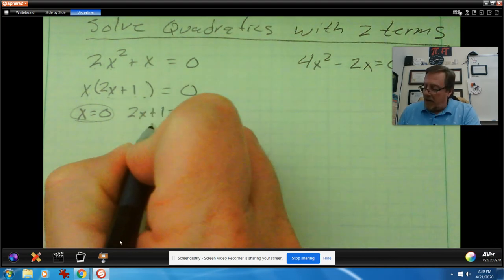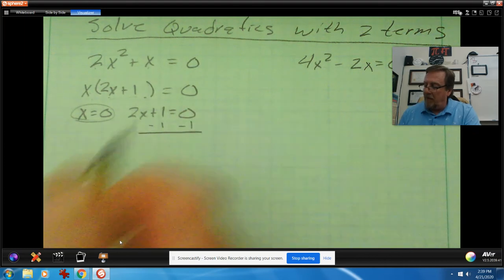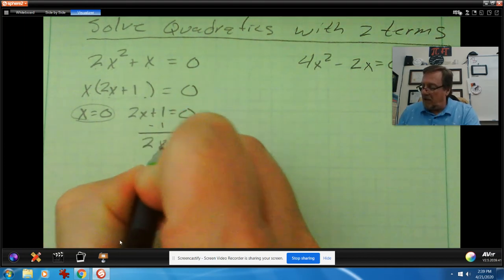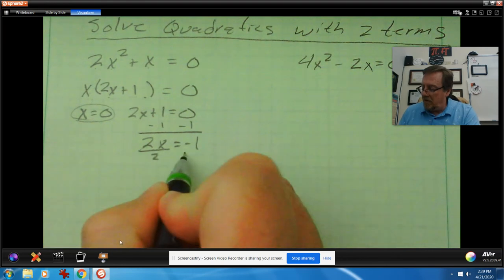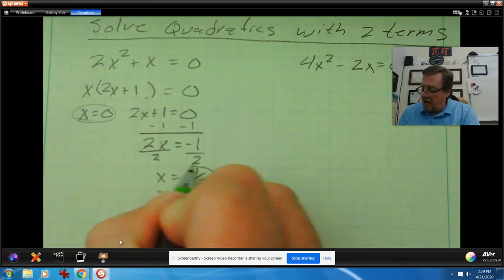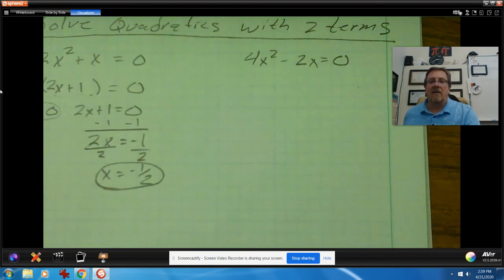Here's the other one, though, at 2x plus 1. So let's get rid of our 1 from my left side. So I'll subtract it from both sides. And that's going to leave me with 2x is equal to negative 1. And then I can divide both sides by 2 to get x is equal to negative 1/2. So here's one solution. Ta-da, that's it.